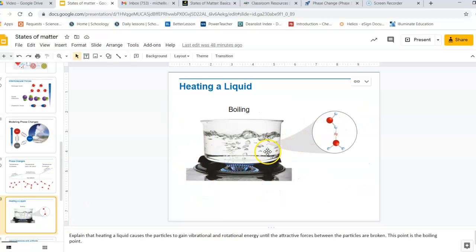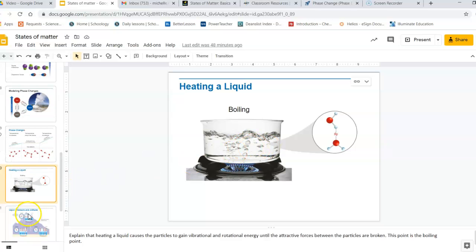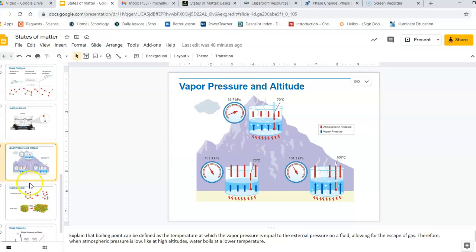All right, so I mentioned this before. Boiling is when the intermolecular forces are being broken between a liquid. That's what we call boiling. Okay, so that is the sticky part where we're talking about vapor.